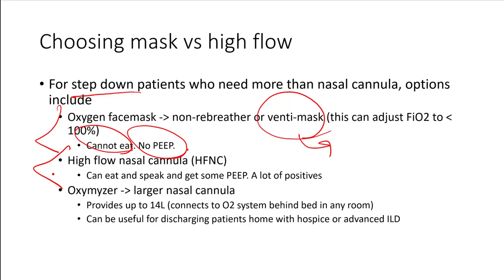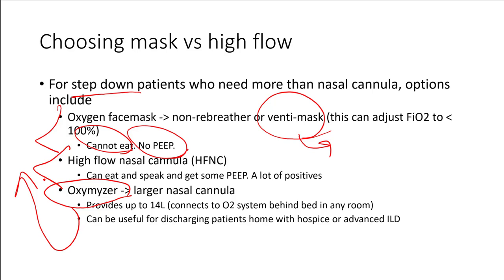Sometimes if you're weaning somebody off of high flow and you're trying to reduce their oxygen requirement to see if you can put them on regular nasal cannula, you can switch them to something called an oxidizer, which is also a nasal cannula, but it's just thicker and bigger so more O2 can flow through it. The nice thing about an oxidizer is that it's not a separate machine. The oxidizer can be attached to the oxygen supply in every room behind the bed.